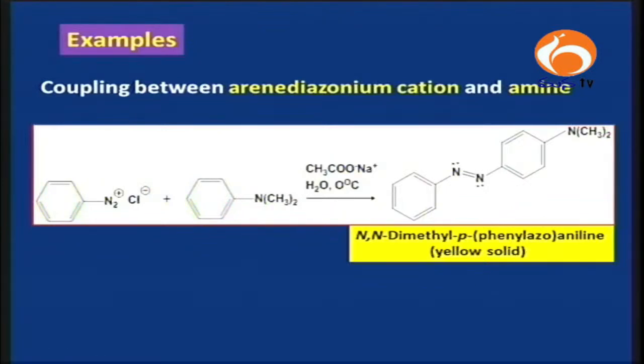Let us see another example involving an amine. When arene diazonium ion undergoes the azo coupling reaction with a tertiary aryl amine, then we will obtain this yellow colored solid. That means the color of the azo compound will depend on the nature of the aromatic systems that are in conjugation.